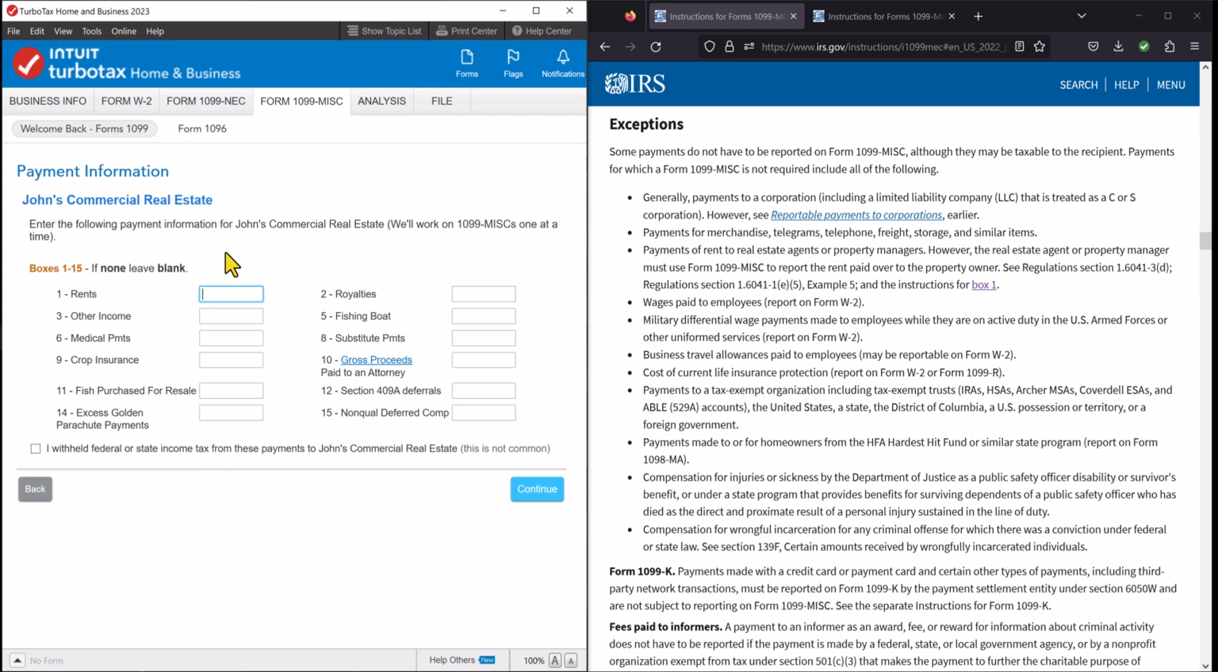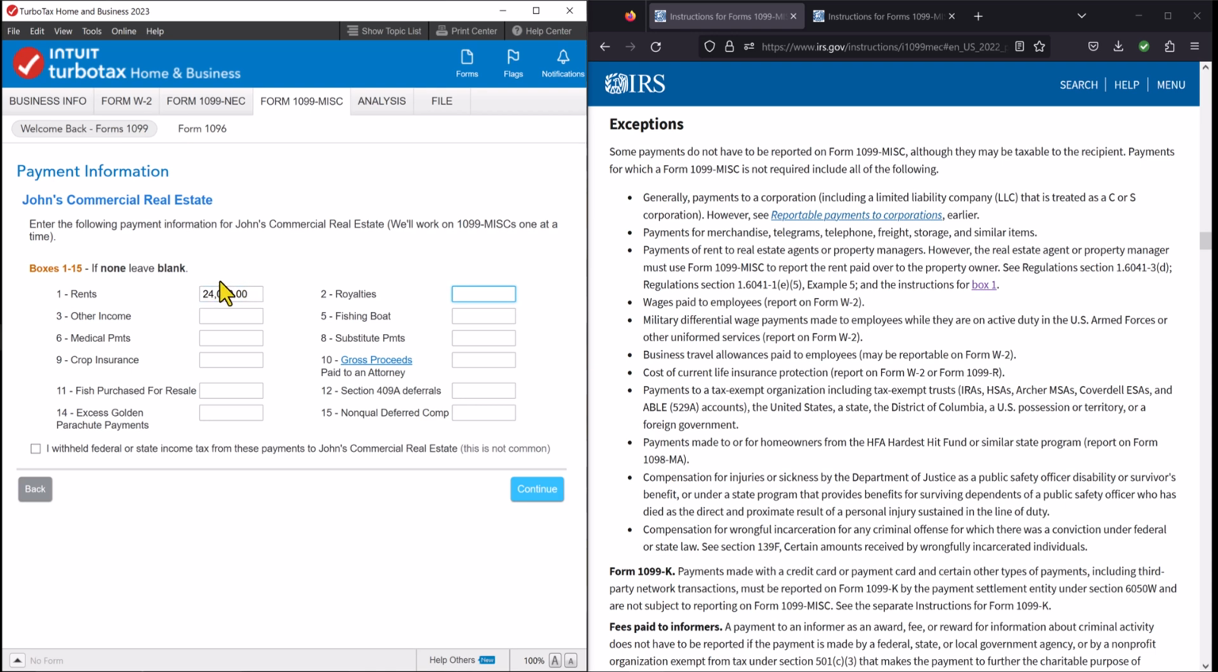Okay, and here we are. This is the place where you will finally enter the information. So let's just say that I have paid $25,000 to John's Commercial Real Estate over the course of the year. Remember, this is the cumulative amount that you have paid for the entire year. So, just to make the math simple, let's say it's $24,000. So you're paying $2,000 a month in rent, and then you add those up for 12 months, $24,000.